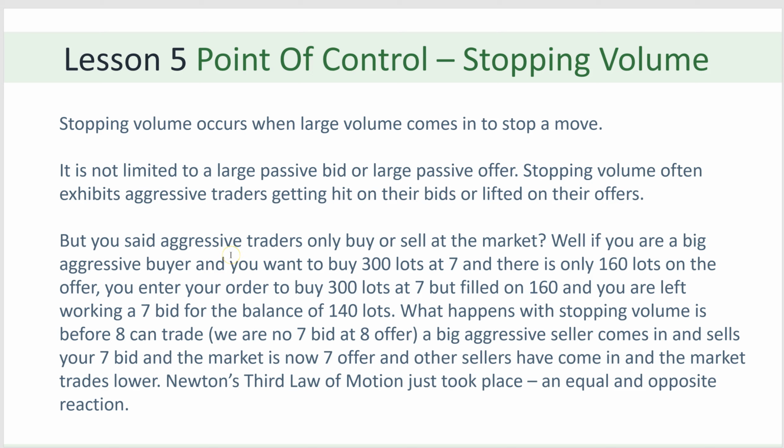But Mike, you're probably thinking, you said aggressive traders only buy or sell at the market. Yeah, but again, think of it. If you're a big aggressive buyer and you want to buy 300 lots at 7, and there's only 160 lots on the bid, you enter an order to buy 300 at 7. You're filled on 160, but you're now a 7 bid for 140 lots. So what happens oftentimes with stopping volume is that before 8 can trade, the market was 6, 7, but you just turned it into a 7 bid, now 7 bid at 8. Someone comes in and sells all your 7 bid. Now the market is 7 offer, other sellers have come in, and the market starts moving down. It's Newton's third law of motion: an equal and opposite reaction came into the market.